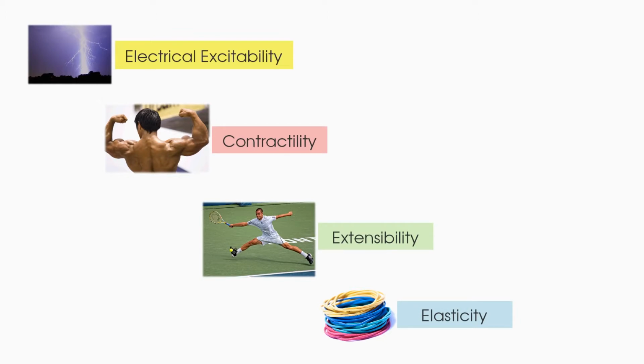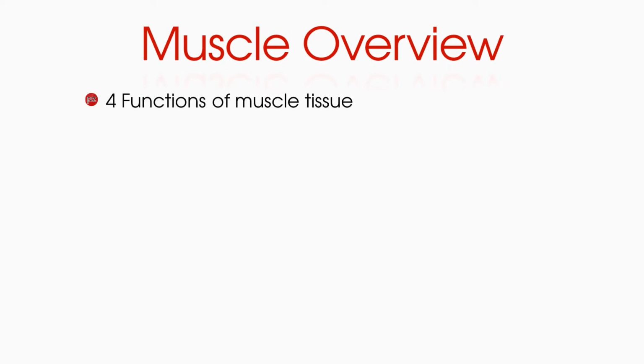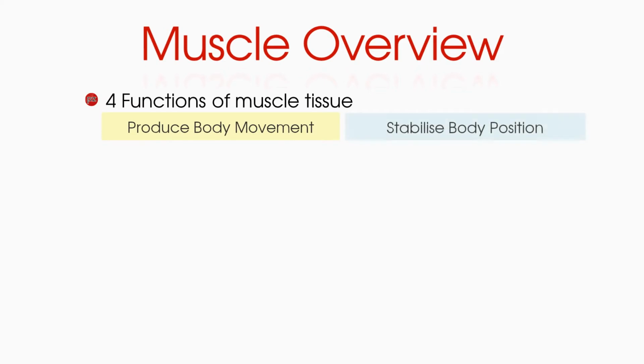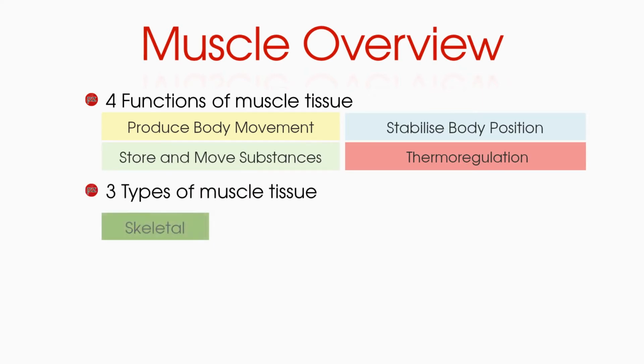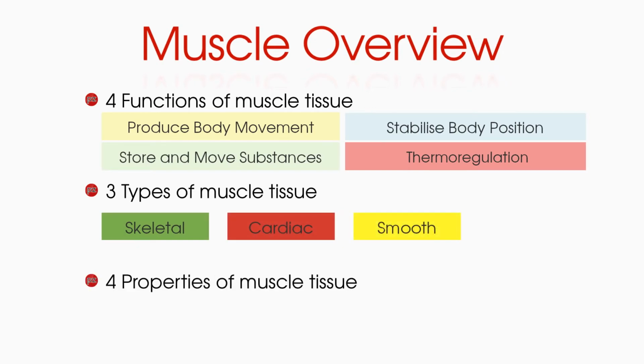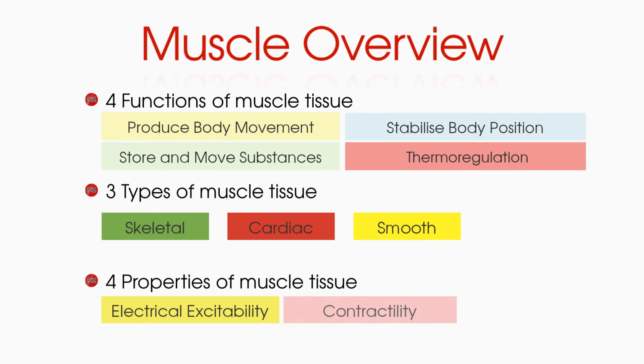And so that's it. And so to summarize what we've gone through today, we've learned about the 4 key functions of muscles, which are to produce body movement, to stabilize our position, to store and move substances, and to generate heat. We've learned about the 3 types of muscular tissue, which are skeletal, cardiac, and smooth muscle. And we've learned about the 4 key properties that all muscle tissue types share, which are electrical excitability, contractility, extensibility, and elasticity.